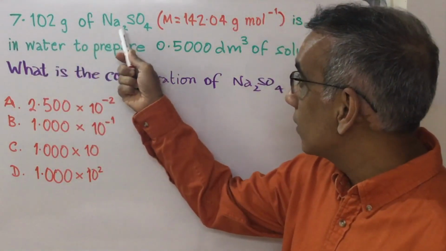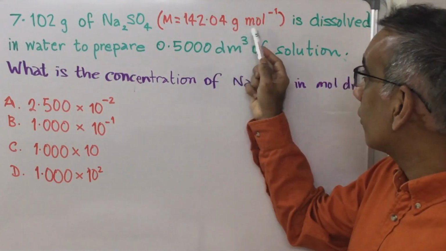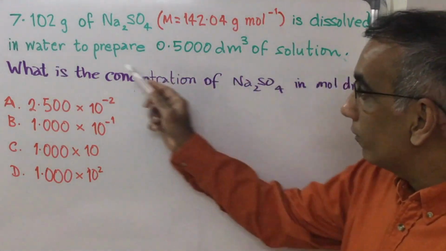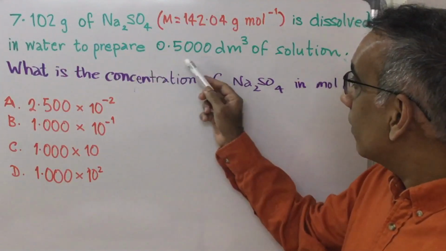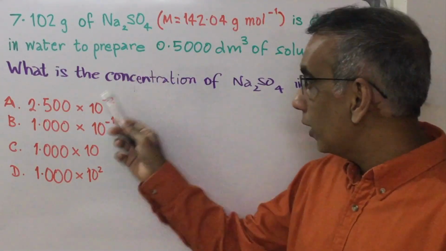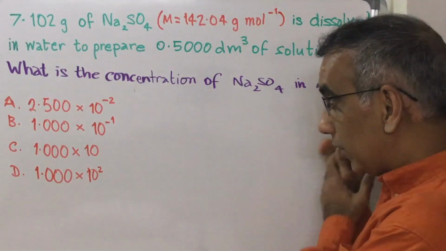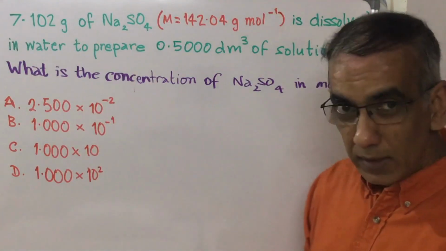7.102 grams of sodium sulfate, formula mass 142.04 grams per mole, is dissolved in water to prepare 0.500 dm³ of solution. What is the concentration of sodium sulfate in moles per dm³? And you have your four choices here.